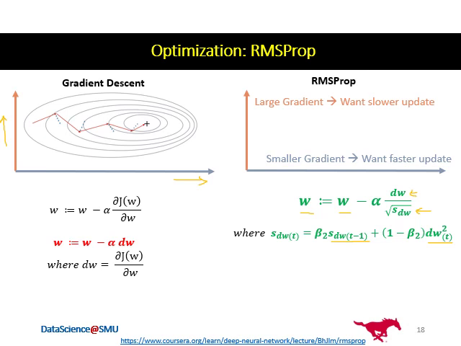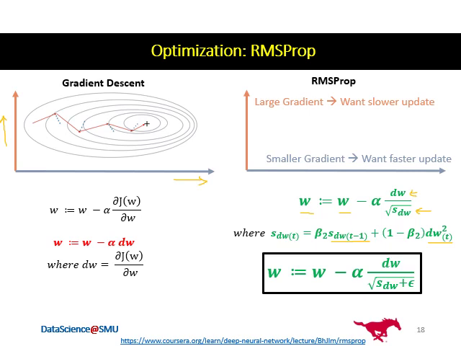Okay, and we can see along the vertical directions, because we have a larger gradient, the SdW term along the vertical direction will be much higher. So when we update the weights, because the SdW term is in the denominator, we will take a much smaller step in that direction. Similarly, on the horizontal direction, because the gradient is much lower, the SdW term is going to be smaller. And again, because this is in the denominator, the step that we will take is going to be much higher.